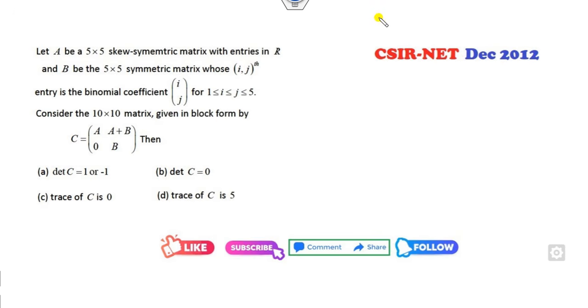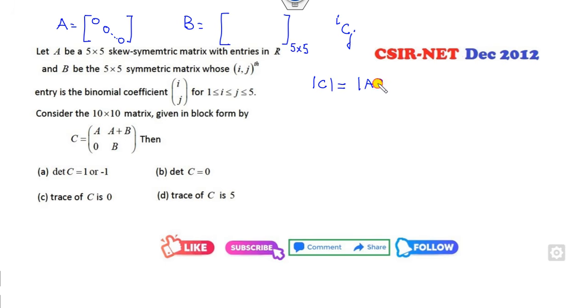Look at the second one. A is a 5 cross 5 skew symmetric matrix. What is the meaning of skew symmetric? Diagonal entries are 0. B is a 5 cross 5 symmetric matrix with the elements in the form iCj. Then consider the matrix C, and find the determinant and the trace. So firstly, find the determinant. What is the determinant of C?